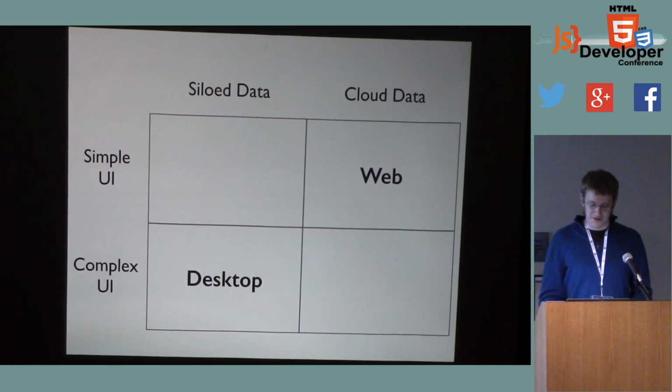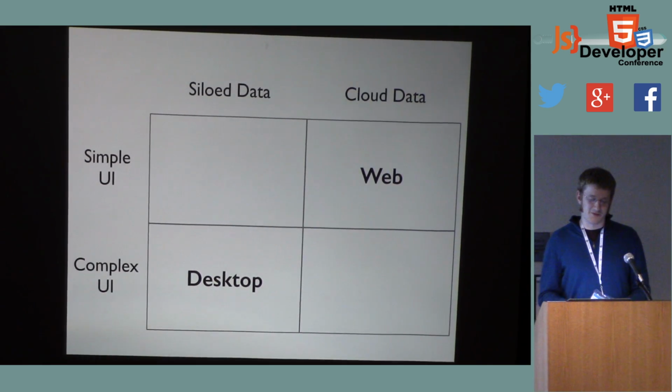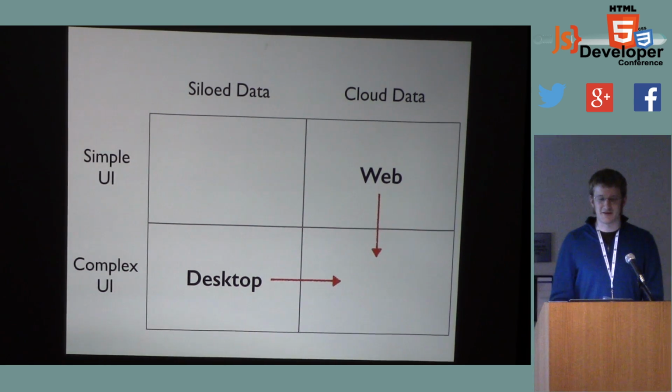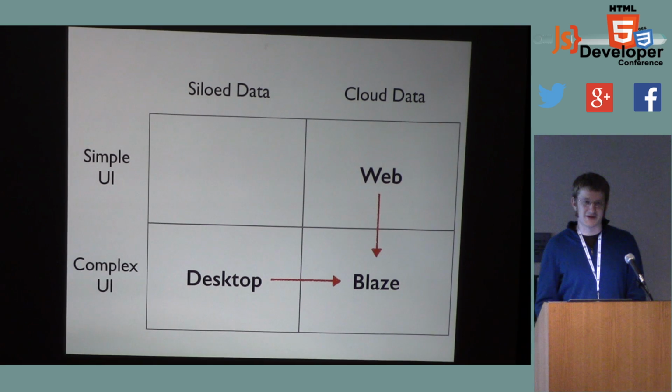We've got these two different worlds right now. We've got the web where UI is simple and your data is in the cloud, and we've got the desktop where UI can be really like rich and complex, but your data is all like siloed. And what's happening now is those are coming together. And I think that's where you need something like Blaze to kind of make this story work.